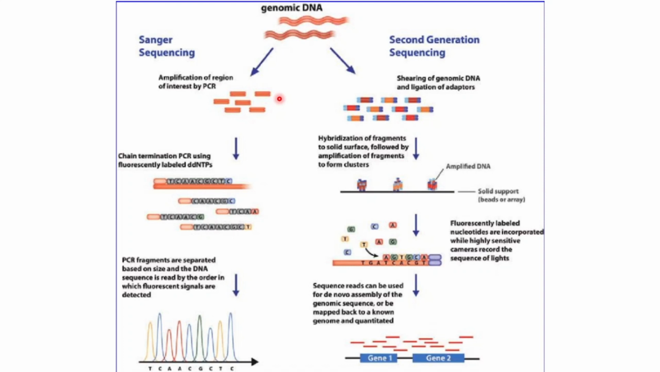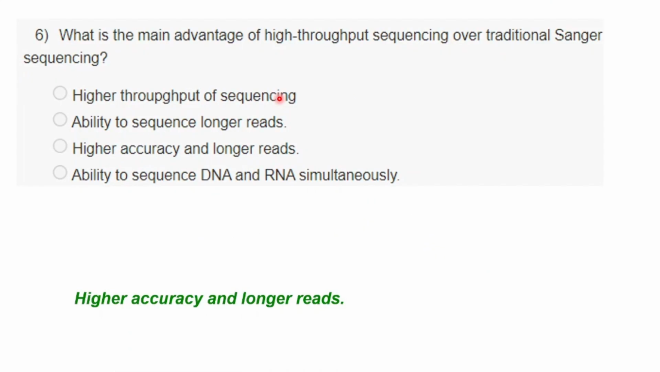So overall, the main advantage of high throughput sequencing over traditional Sanger sequencing is definitely its ability to generate large amounts of sequence data rapidly and cost effectively. It has revolutionized many areas of genomics and molecular biology research. So is it high accuracy and longer reads? While it is true that some high throughput sequencing platforms such as PacBio sequencing can generate longer reads than traditional Sanger sequencing, the main advantage is not necessarily longer reads, but rather higher throughput and lower cost per base. So this is true, but the most important advantage will be higher throughput and lower cost per base.